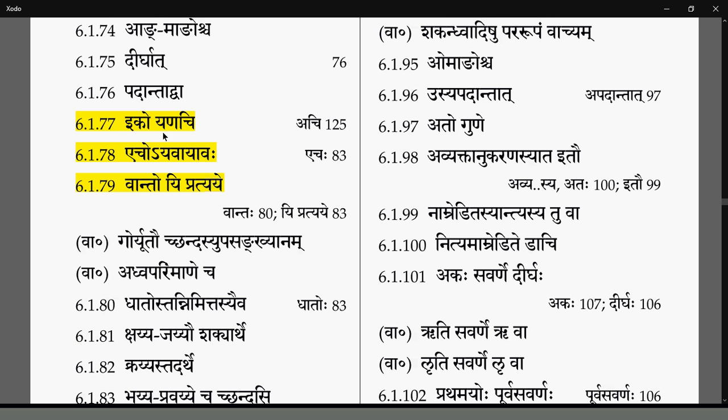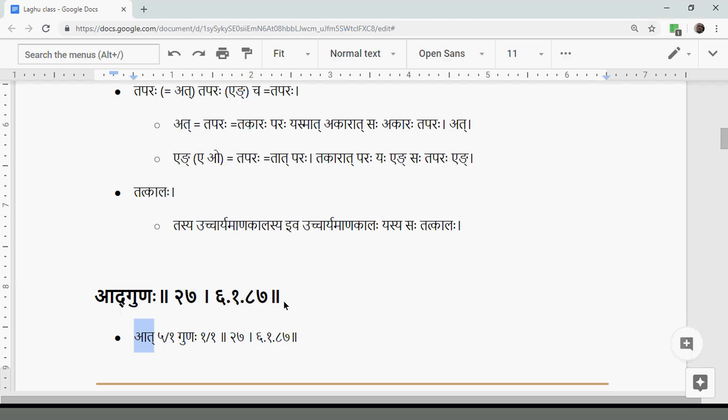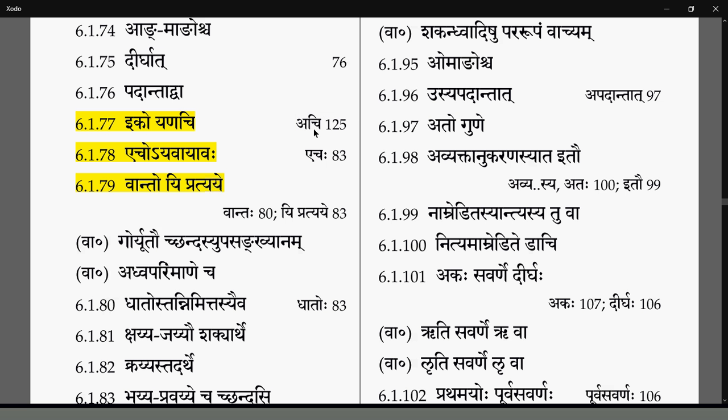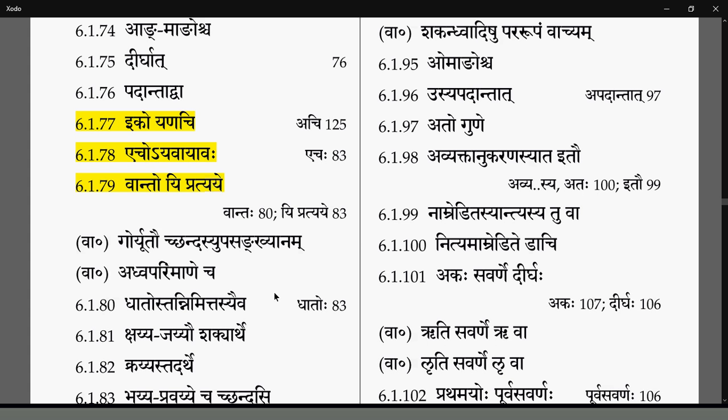See, eko and achi, where does it go till? Achi goes till 125. So here we have anuvritti. If you have to mark anuvrittis on this, starting with adhikara also, what will you get? Ad gunah. Samhitayam is the first adhikara, samhitayam. Then from ekoyanachi you have achi. See, achi goes here till 125. So samhitayam goes till 158, achi goes till 125.